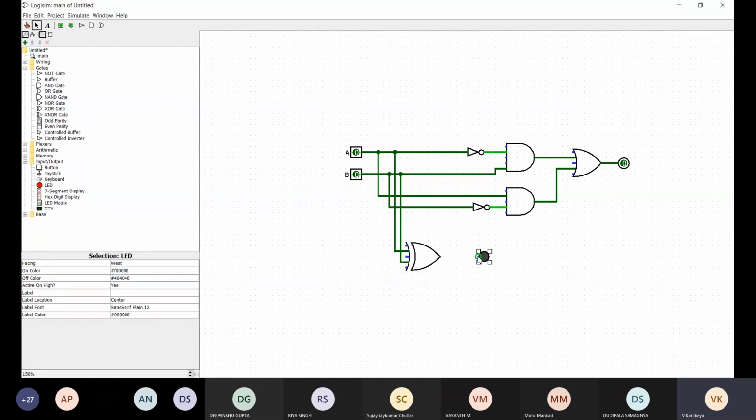So I just took an LED so that it won't be that boring. For 0, 0, the output is 0. Here also you can see that the LED is not lit up, so it's 0. For 0, 1, the output is 1 and the LED is also glowing.